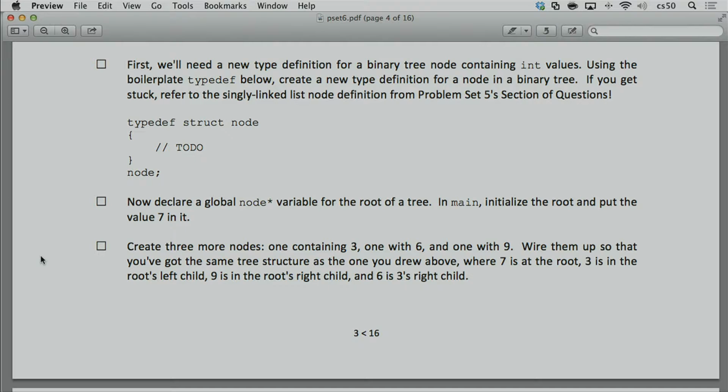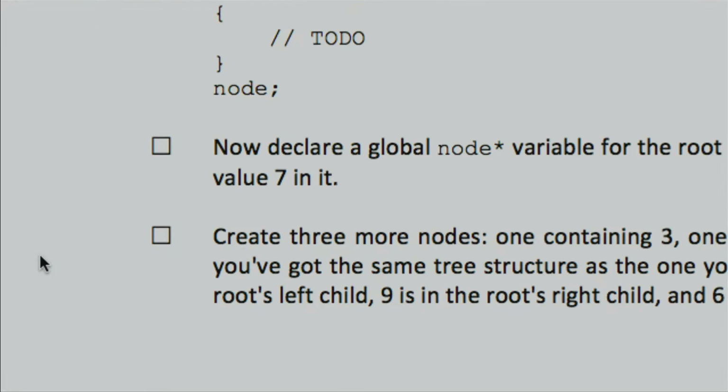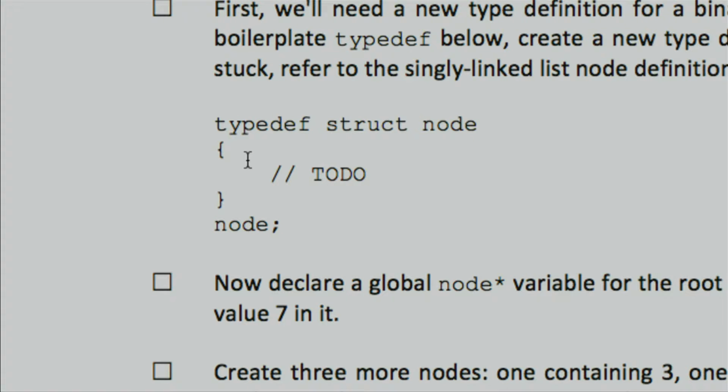So the specification asks to create a new type definition for a binary tree node containing int values, just like the values that we drew out in our diagramming before. And we're going to use this boilerplate typedef that we've done right here, that you should recognize from problem set 5 if you did the hash table way of conquering the speller program. You should also recognize it from last week's section where we talked about linked lists.